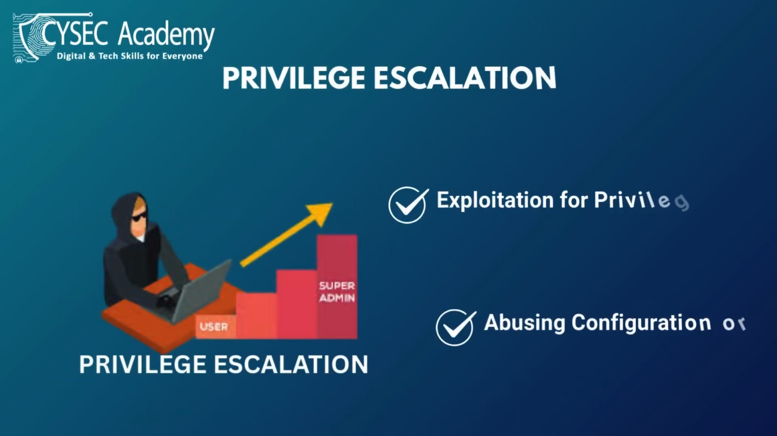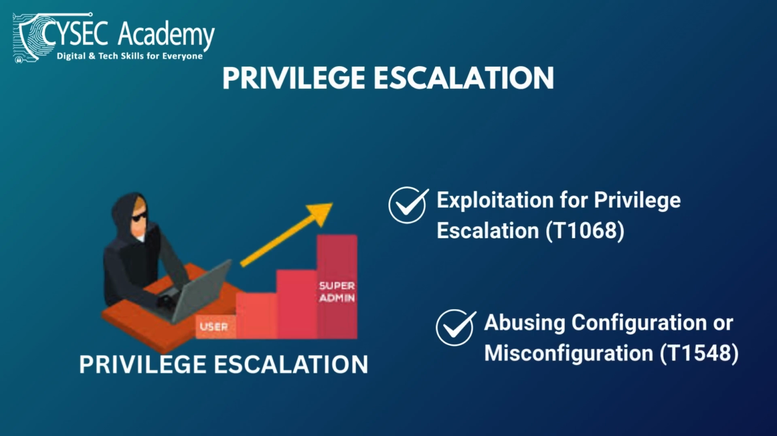Privilege escalation. Privilege escalation is basically when an attacker gains higher permissions than they should by abusing system flaws, weak configurations, or vulnerable software. The key tactics include exploitation for privilege escalation, T1068, and abusing configuration, or misconfiguration, T1548. Let's take a look at them.